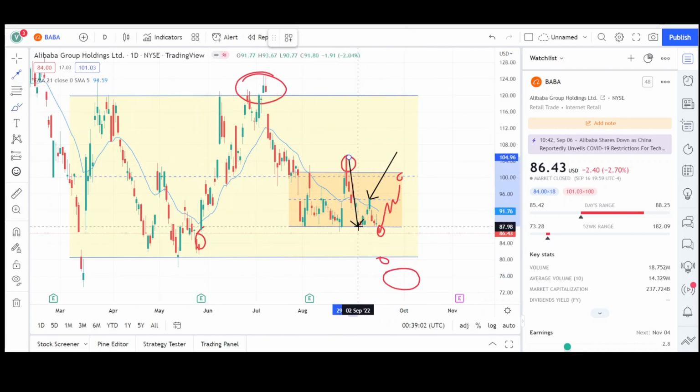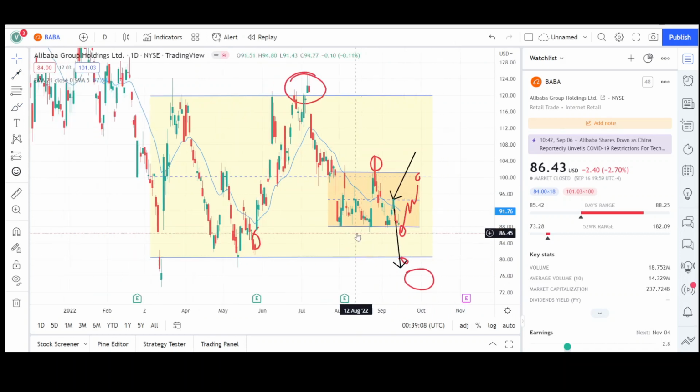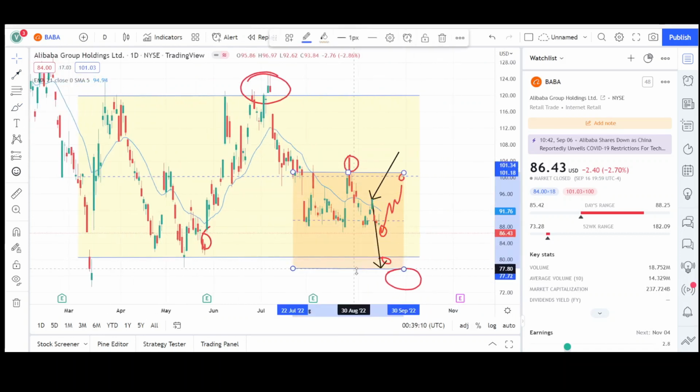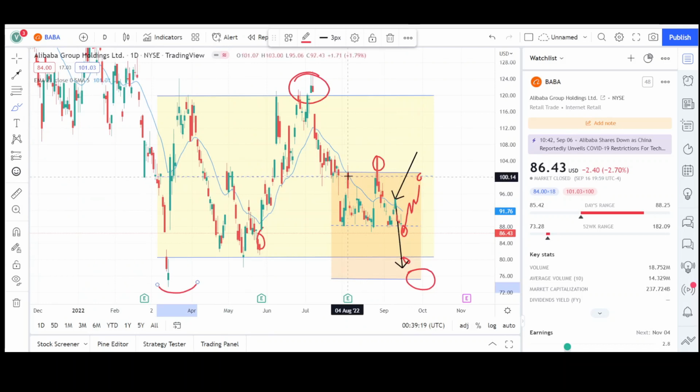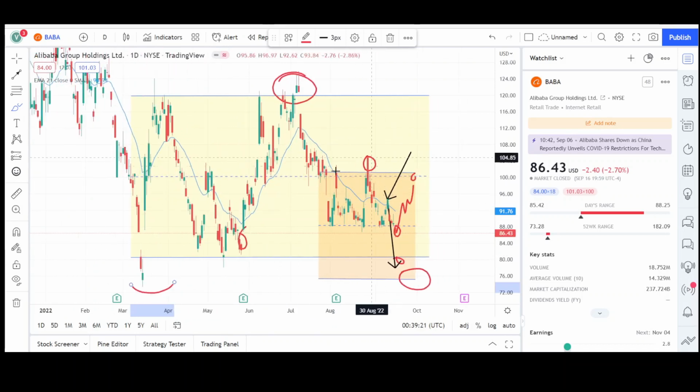We're getting a continuation of this down move, and we can get a measured move down, and the target's right around the $78 level. If we double the range, which is another type of measured move you can use, that's the $75 level, which brings us back down to the lows of this downtrend. So still pretty bearish for BABA.